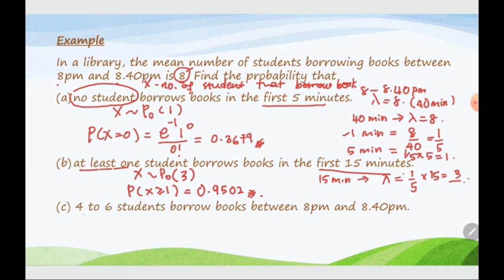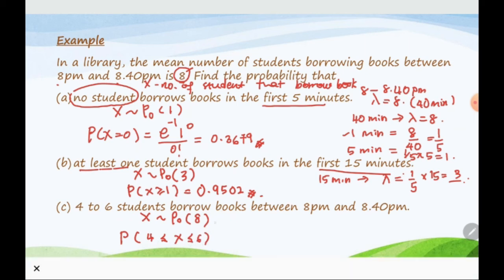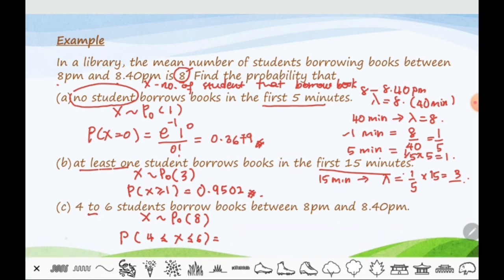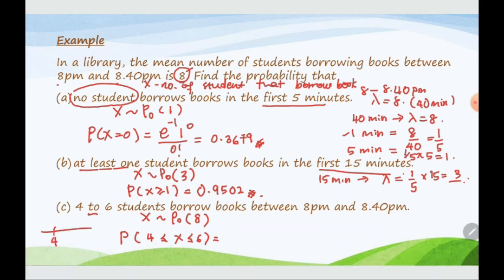Okay, and then C, we need to find the probability that 4 to 6 students borrow books between 8 p.m. and 8:40 p.m. So we know that the lambda from 8 p.m. to 8:40 p.m. is 8. So write a new distribution with a new lambda. So we need to find P(x) from 4 to 6. There's an equal sign because of the word 'to'. And then 4 to 6, both included.